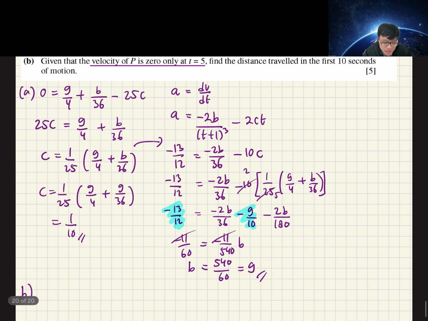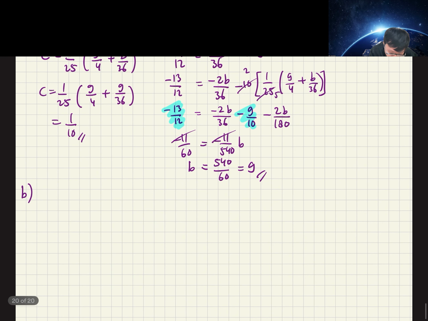But we are given information that velocity is 0 only at time equals 5. So you want to find from 0 to 10, within 10 seconds. It's at rest at 5. So we have to know whether the velocity changes from positive to negative or from negative to positive. So how do we know that?